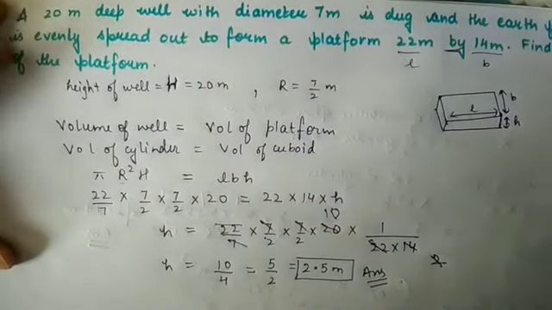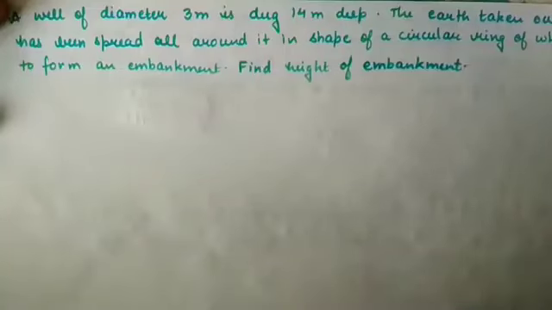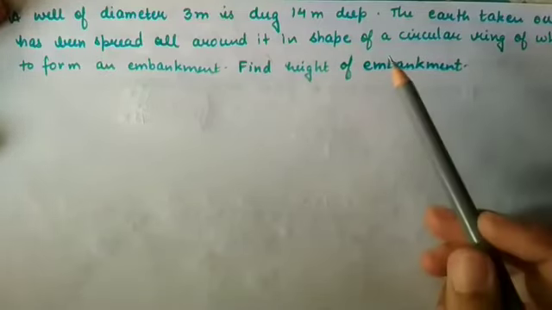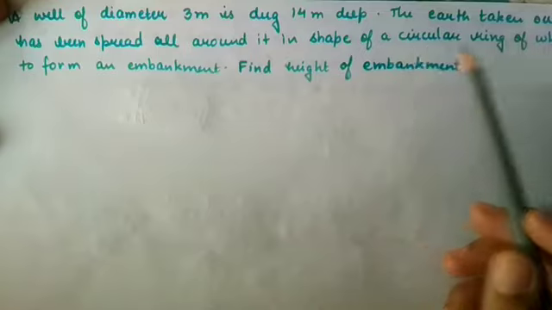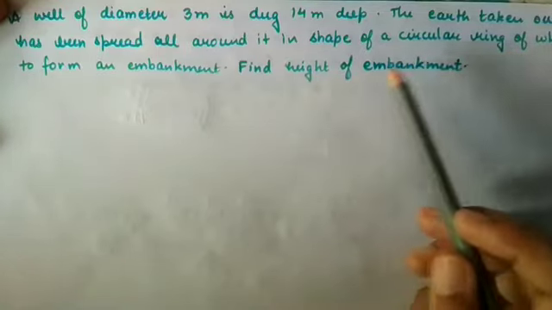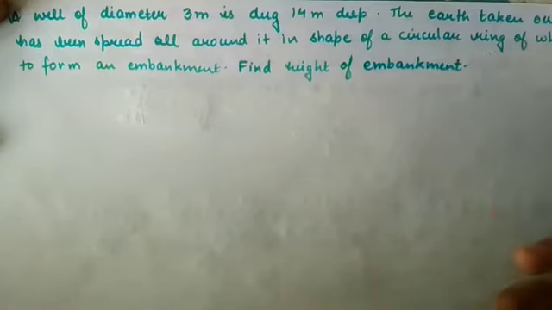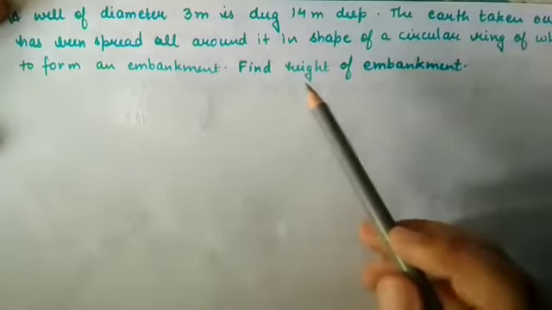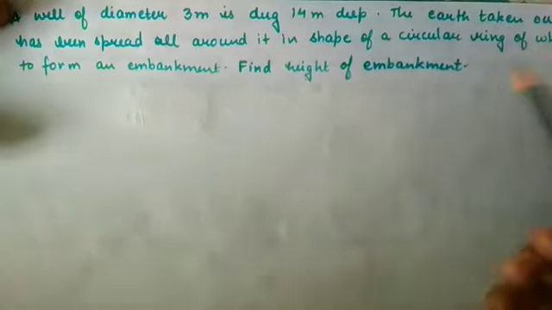Now see the next question. A well 3 meter in diameter is dug 14 meter deep. The earth taken out of it has been spread all around it in the shape of a circular ring of width 4 meter to form an embankment. Find the height of the embankment.